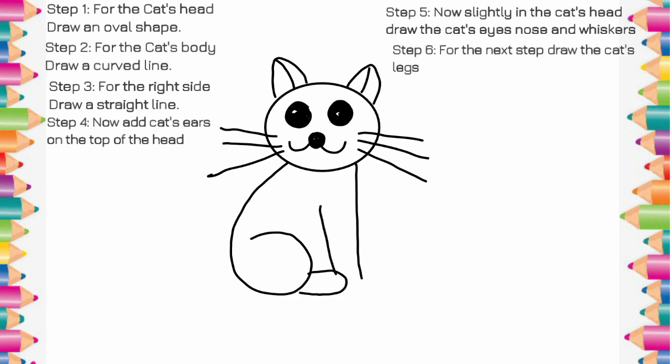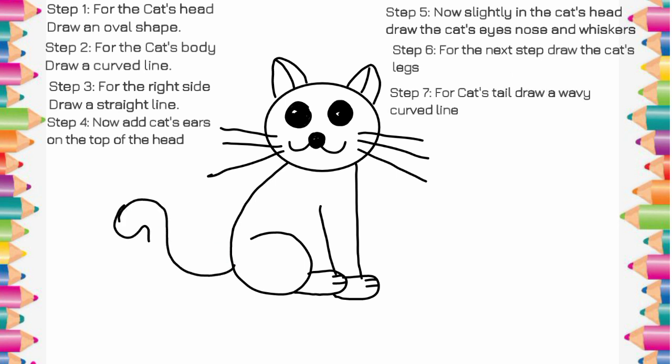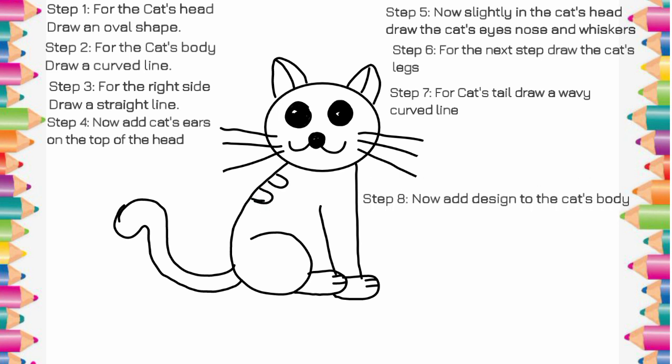Now the next step, draw the cat's legs and feet. In the next step, draw a wavy curved line to make a cat's tail.